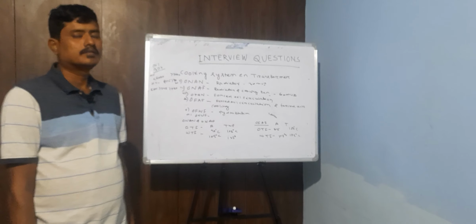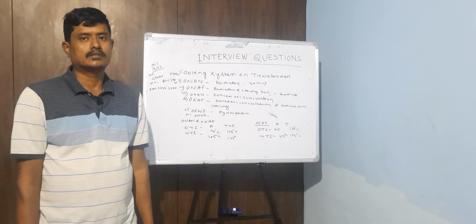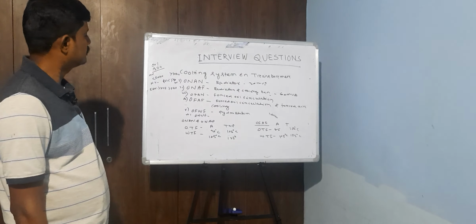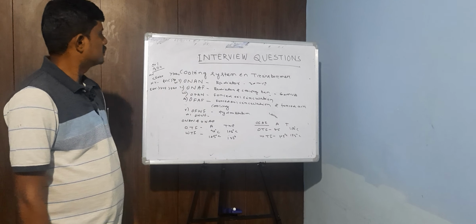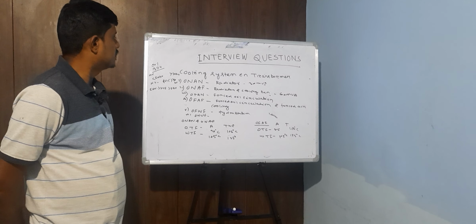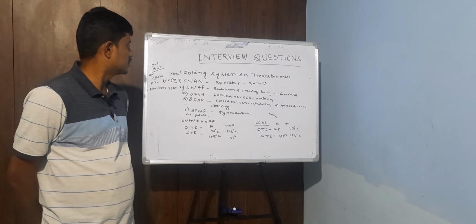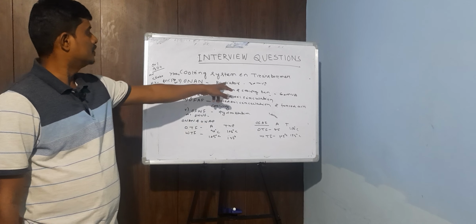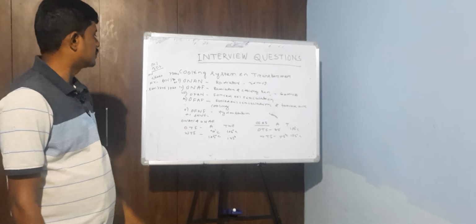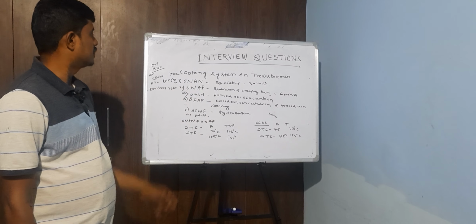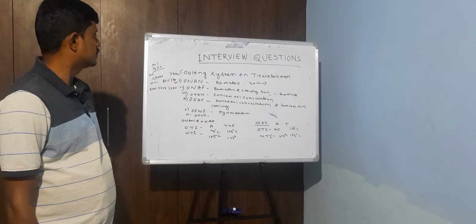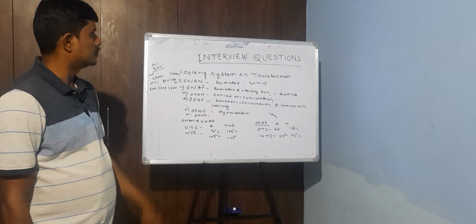Basically, there are 7 types of cooling system used in a transformer. One is ONAN, oil natural, air natural. Basically, radiators are provided in this type of transformer. ONAF, oil natural, air forced, where a radiator with cooling fan is provided.